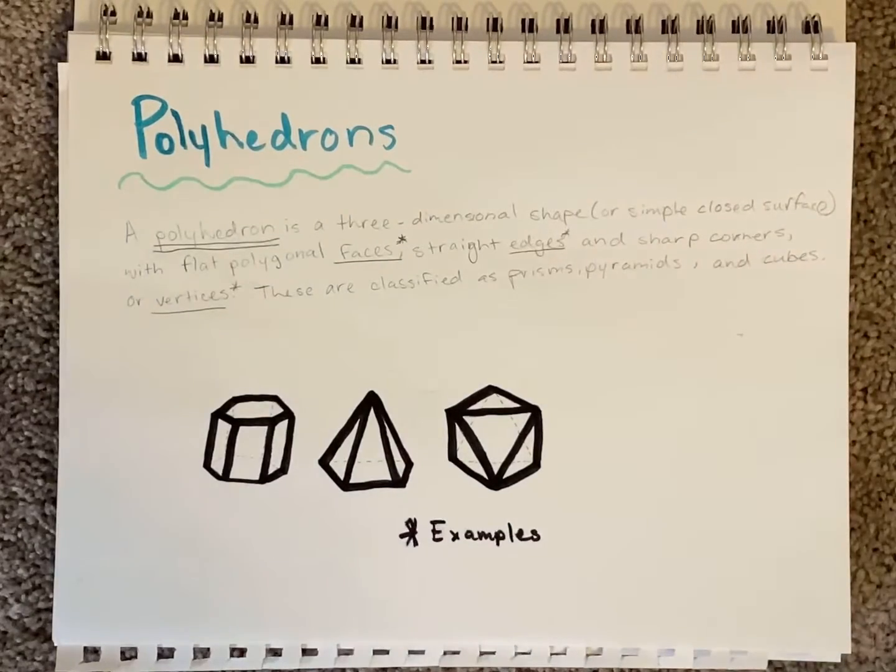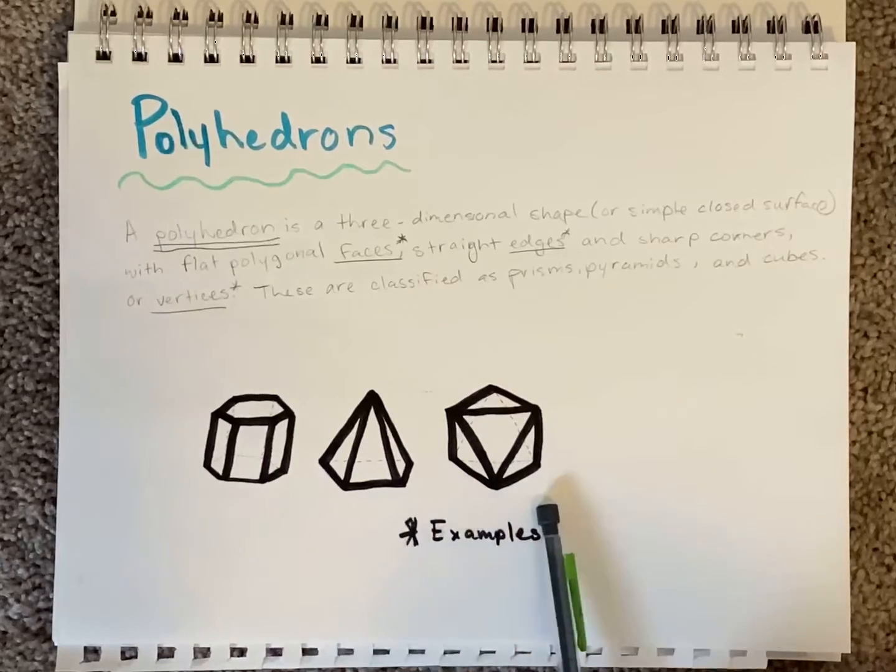Let's review polyhedrons. A polyhedron is a three-dimensional shape or simple closed surface with flat polygonal faces, straight edges, and sharp corners, or vertices. These are classified as prisms, pyramids, and cubes. Here you can see I've given you a couple examples of what a polyhedron is, and it's also called different names depending on how many faces it has.